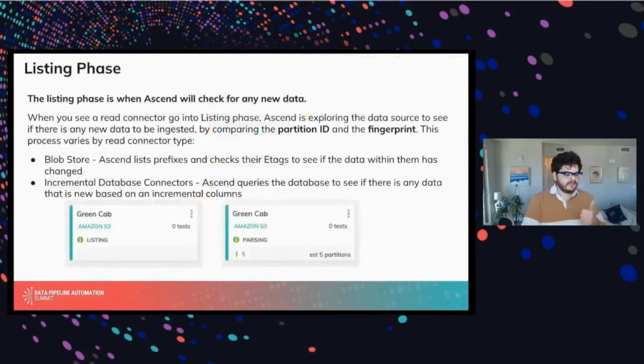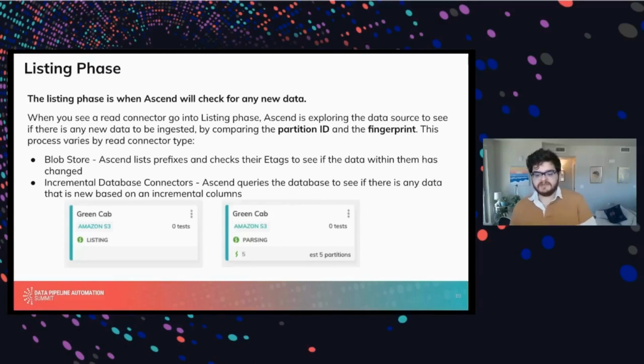Cool. So before we talk about partitioning at ingest, something that's important to understand is listing. If you've worked with Ascend, you notice that your read connectors will always go into what we call the listing phase. This is where Ascend is exploring your source data to look for any new or updated data, and that directly maps to any new partitions that need to come in. So at this point, when your component's in a listing phase, you're not doing any ingest. We're just exploring that data source to see if there's any new data.